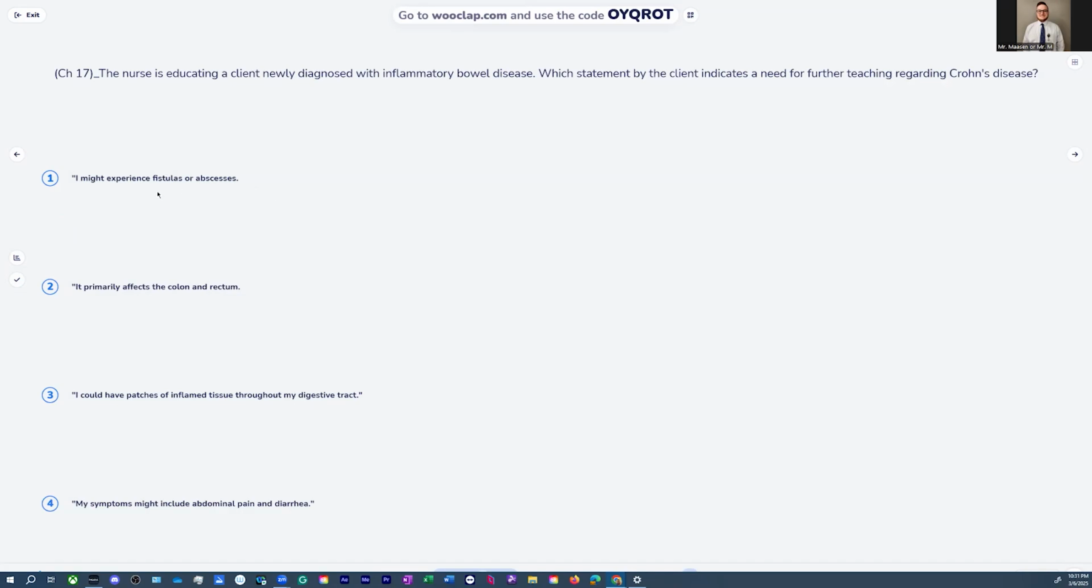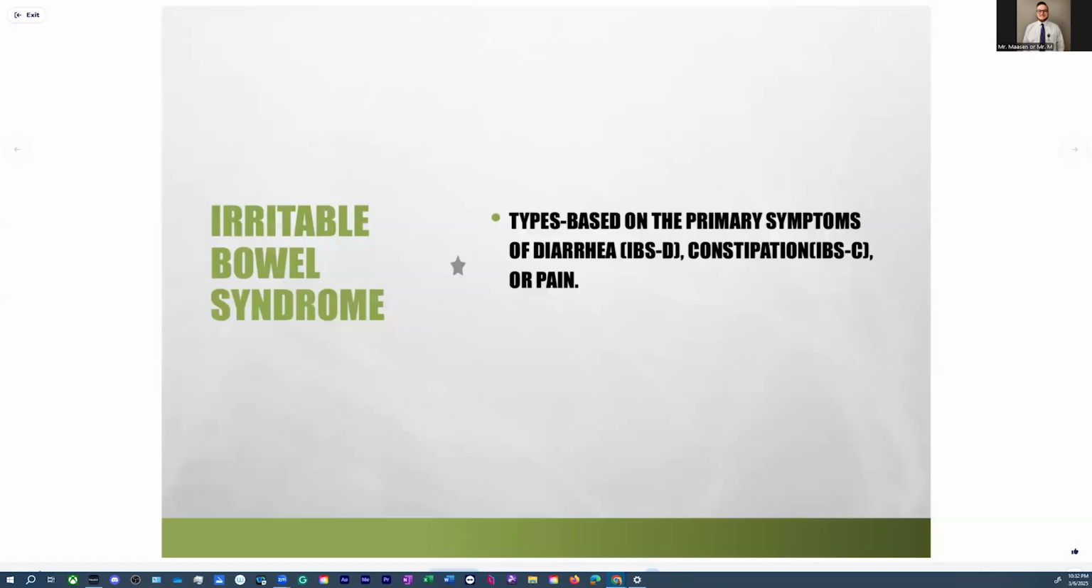You can experience fistulas and abscesses with both of the conditions. Patches of cobblestone tissue, the inflamed tissue throughout the digestive tract. You could. It's going to be kind of everywhere. Abdominal pain, diarrhea. Yes, that could also be Crohn's, but the main difference between the two is that ulcerative colitis is more colon and rectum. Crohn's could be anywhere. There's a difference.